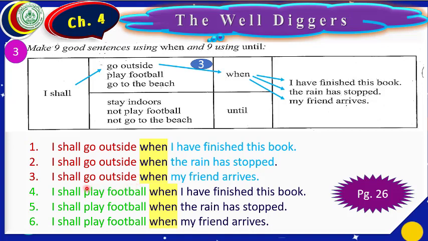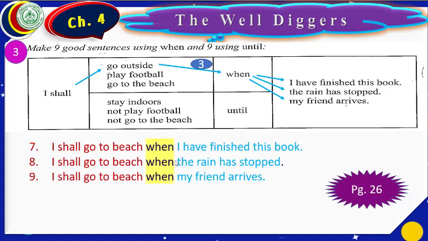And in the same way, we shall use "I shall play football" to make 3 more sentences. And then we shall write "I shall go to the beach" to make 3 more sentences that you can see here. Dear students, this is the way to make 9 sentences by using when.